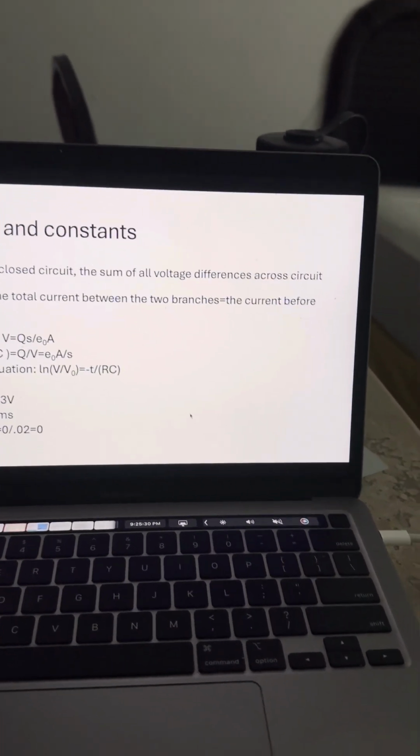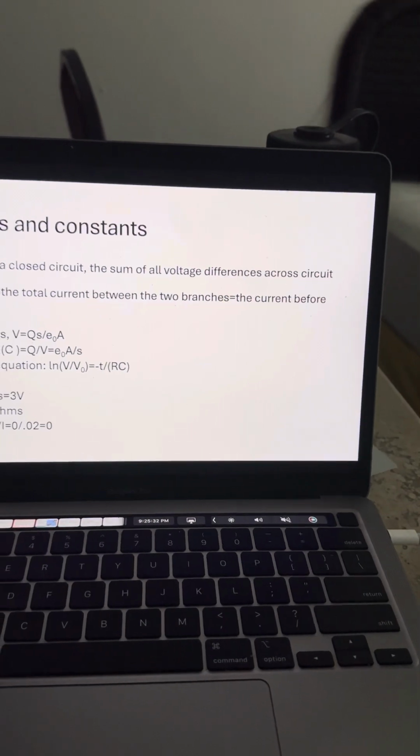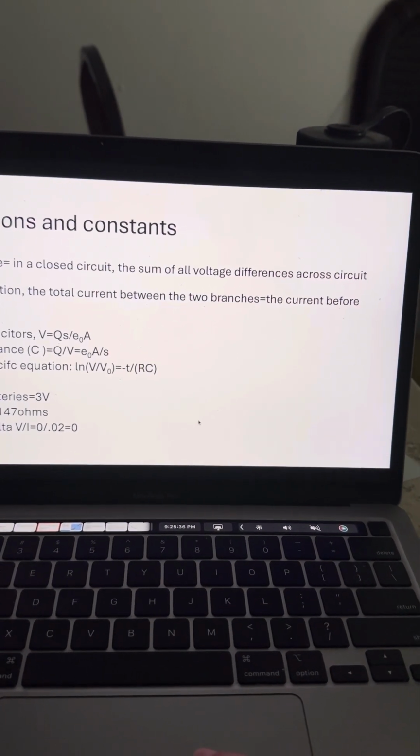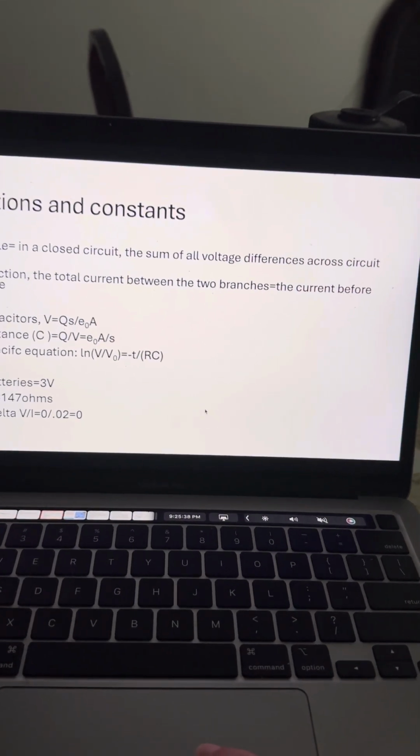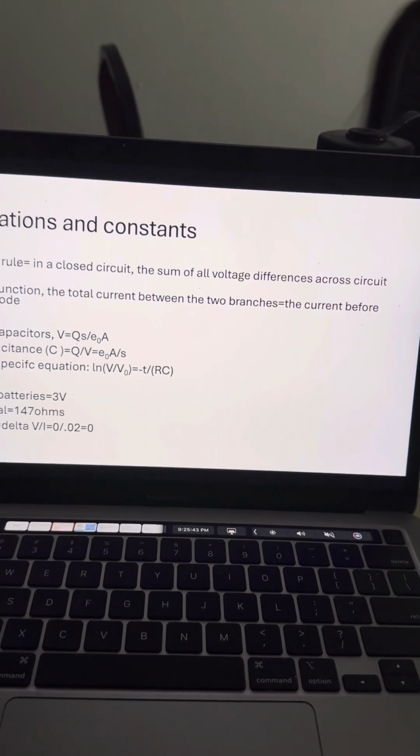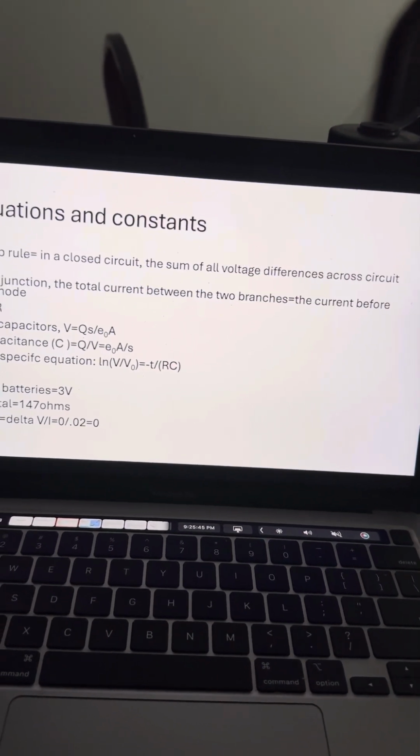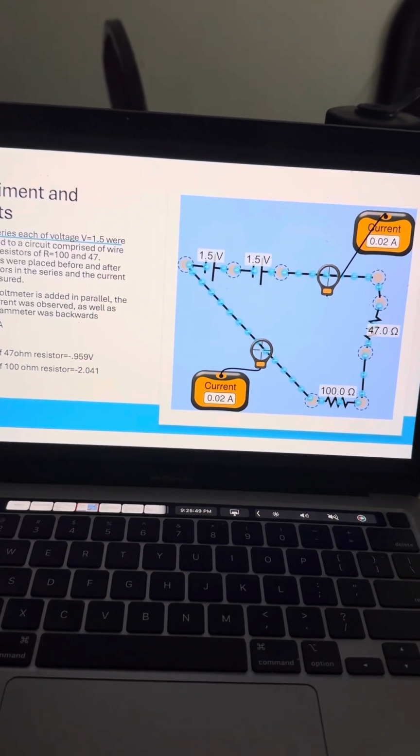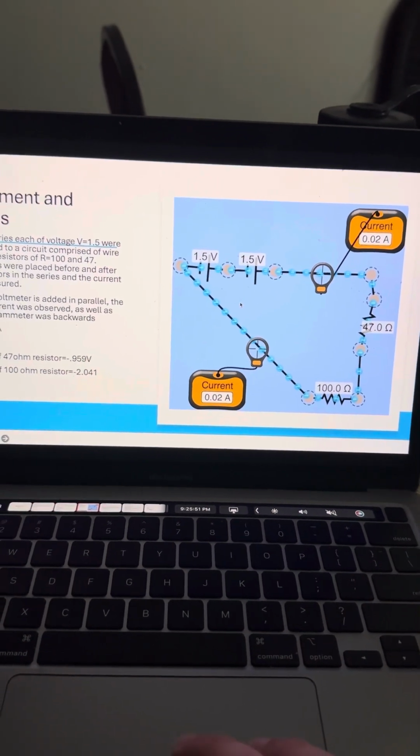V of the batteries we used in the first part of the experiment is 3 volts total. The R total is 147 ohms for this first part of the experiment, and the R of the wire is delta V over I, which is 0 over 0.02, which equals 0. So here's the first part of the experiment.